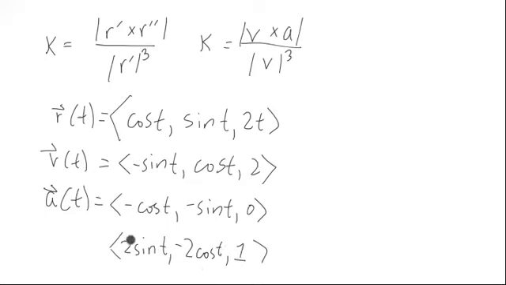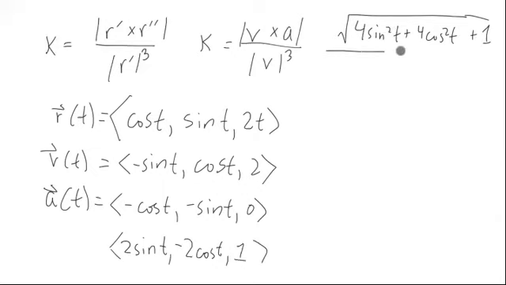So basically, we need to find the length of this, which we can do right here: the square root of 4 sine squared t plus 4 cosine squared t, and then plus 1. And we can factor out the 4 here and get sine squared plus cosine squared, which is 1. So this is just 4 plus 1, so square root of 5. All right, so this top part is just going to be square root of 5.